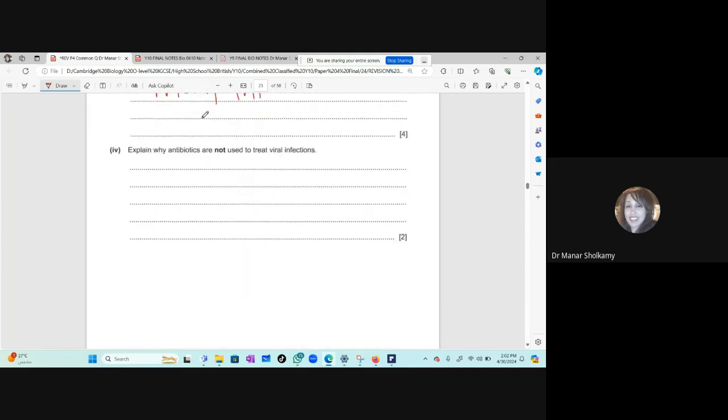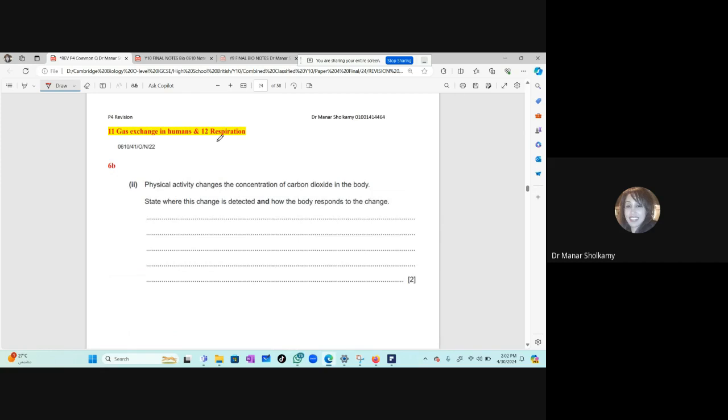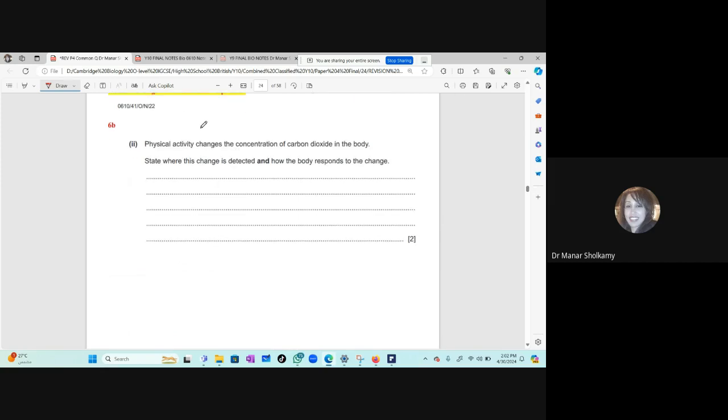mother, sexually transmitted disease. Explain why antibiotics are not used to treat viral infections. An easy question, but very common. Because viruses are non-living and they don't have any cell wall. Yes, the virus is not living anyway, and it doesn't have any cell structures or cell wall or whatever. Okay, respiration. They always ask this question.